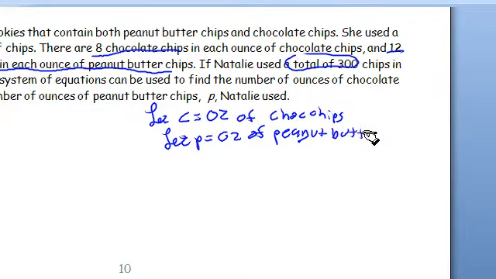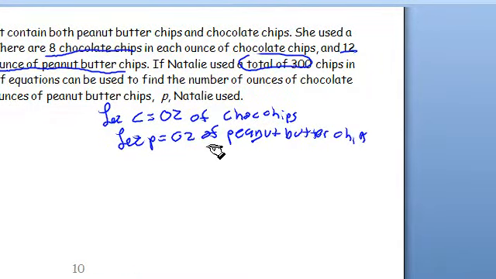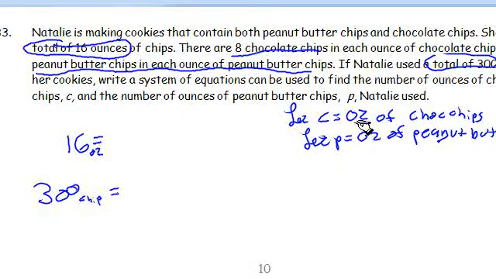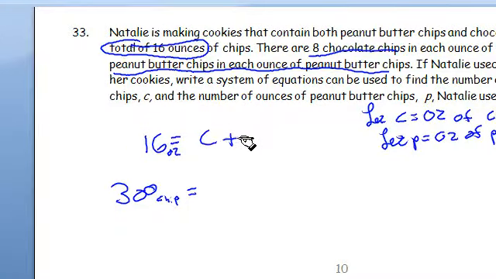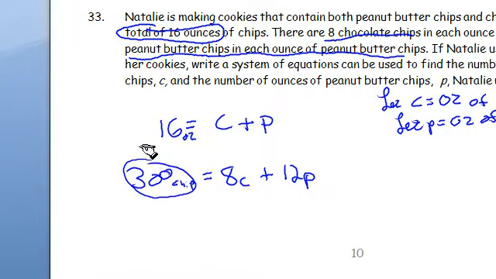Peanut butter chips. Okay, so if C is the ounces of chocolate chips and P is the ounces of peanut butter chips, and we used a total of 16 ounces, that means C plus P is going to have to equal the total number of ounces of chocolate and peanut butter chips we used in our recipe. We know that there are 8 chocolate chips per every ounce of chocolate chips we use, and that there are 12 peanut butter chips for every ounce of peanut butter chips we use. So that would give us the total amount of the chips we use.